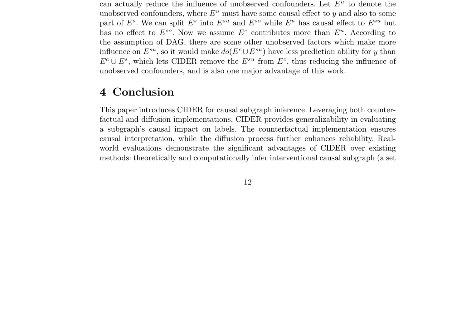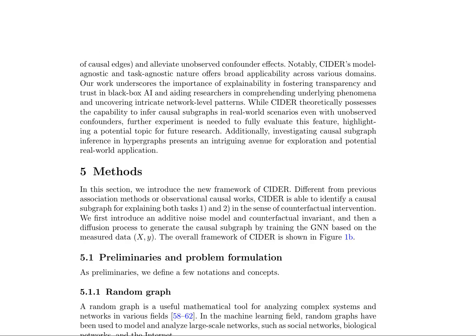the introduction of CIDER as a method for causal subgraph inference provides a valuable contribution to the field of causal inference. Its ability to handle unobserved confounders and provide reliable causal explanations makes it a general method for interventional causal inference applicable across various fields. CIDER, a novel framework for causal subgraph inference, is introduced as a model-agnostic and task-agnostic approach to identify causal relationships between variables in complex systems.